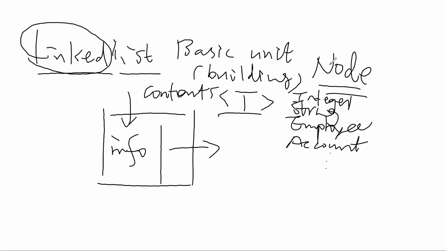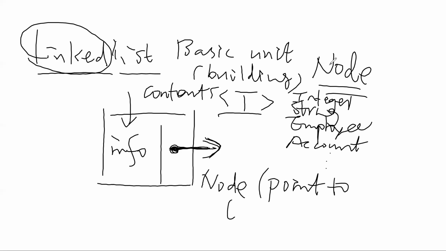So that part we call information, but it has another part, the second part. If we draw it, it's kind of like an arrow. Okay, so what this is, it points to the next node. The type of it in Java is also a node. It's also a node, but it points to the next node.